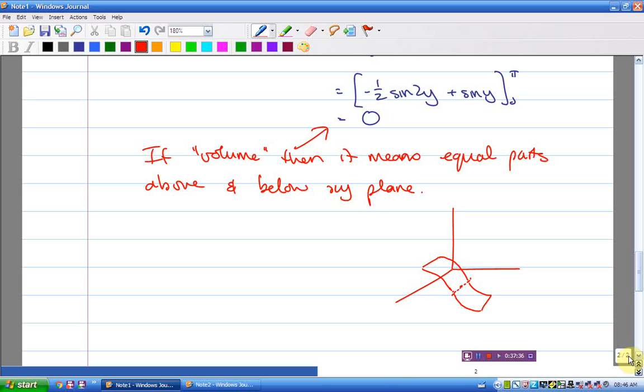On the volume of that, you'd have to figure out where that chopping through the xy plane happened, and then you'd have to do 2 separate integrals, and you wouldn't put an absolute value, you'd just do 2 separate integrals. Okay, I'll stop there.